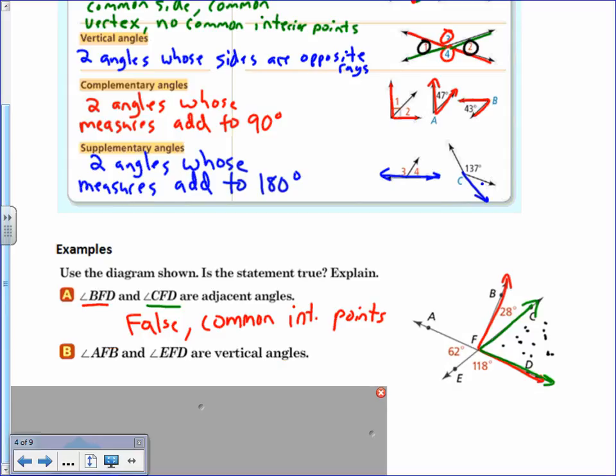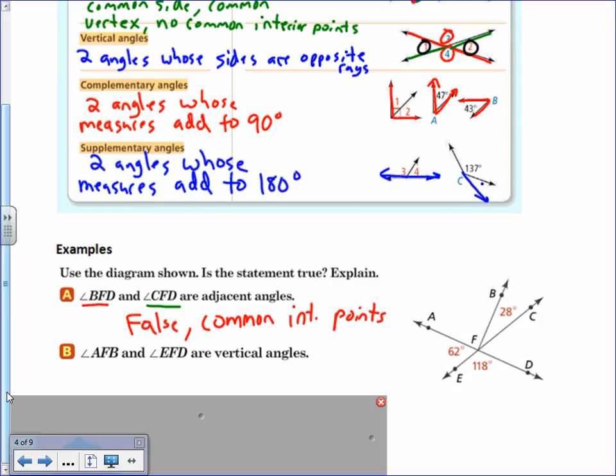All right, next one. Angle AFB and angle EFD are vertical angles. Let's take a look. Angle AFB and angle EFD. They look almost like they're opposite, but they have to have opposite rays for the sides. So we look right here. Here we have opposite rays, but these are not opposite rays. One is going here, one is going here. Those are not opposite rays. So no, this one is also false.